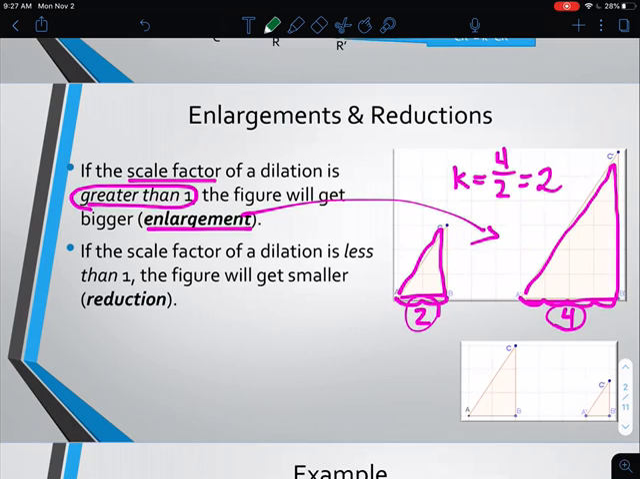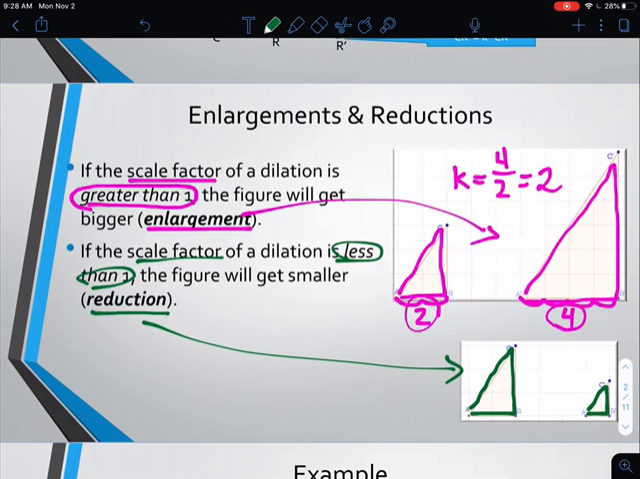The other type that we get is called a reduction. If our scale factor is less than 1, then the figure is going to get smaller. We call that a reduction. So if I look at my second item, I've got triangle ABC, and then triangle A prime, B prime, C prime right here. From ABC, my pre-image, to A prime, B prime, C prime, my image, I got smaller. So I have a reduction that's happening.